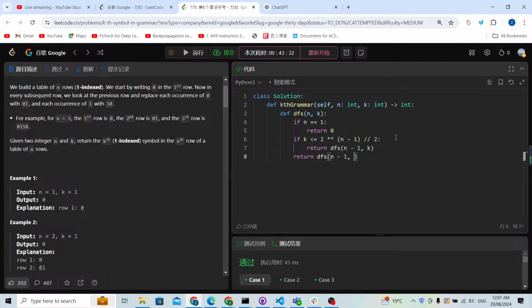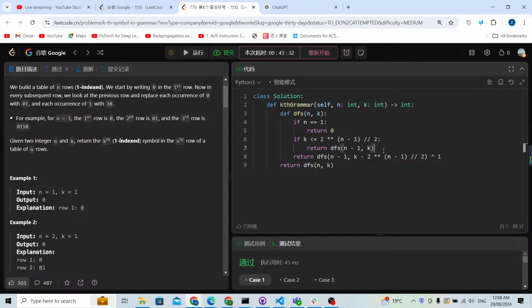So if we go to the right side, this value k gonna minus the left part. Yeah, so this is gonna be the left part. But this value, if it is a 0, we're gonna turn it to 1. If it is 1, we're gonna turn it to 0. So we can use XOR with 1. So 0 XOR 1, it's gonna become a 1. 1 XOR 1, it's gonna become 0. So this is why we're gonna use the XOR. So finally, we just need to return it.